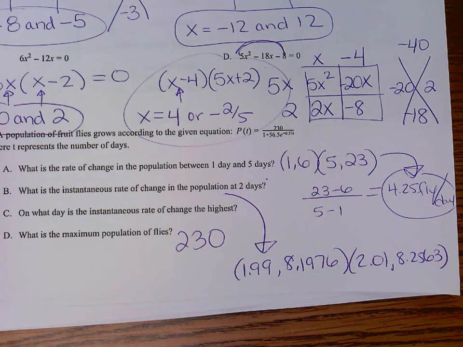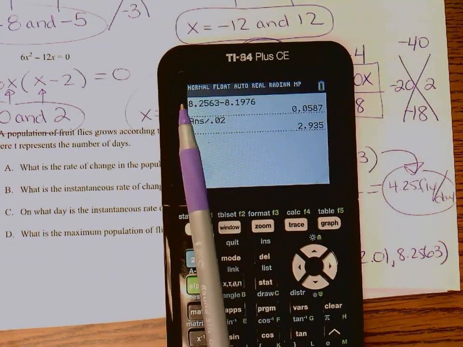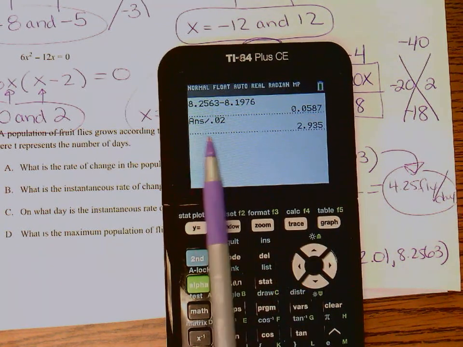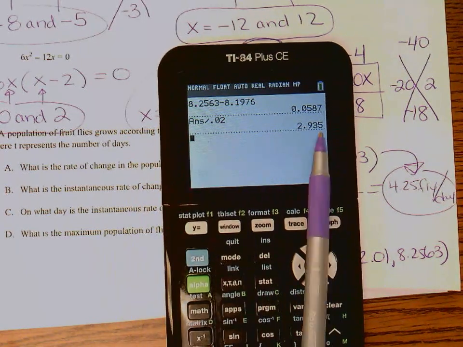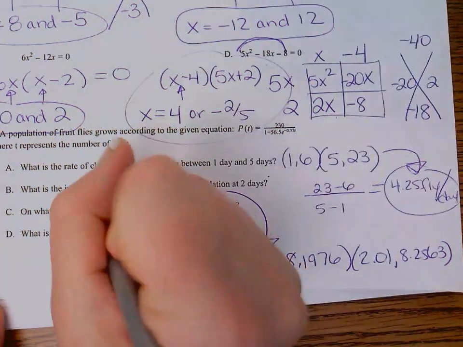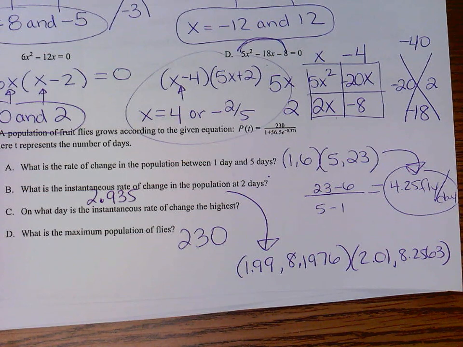Did anyone do it? To get 2 point something? Yeah, 2.935. So there's my y2 minus y1. I hit enter, and then I divided by 0.02 because I knew my x2 minus x1 was 0.02. So 2.935 is the instantaneous rate of change. That's how quickly the population is growing at that instant.